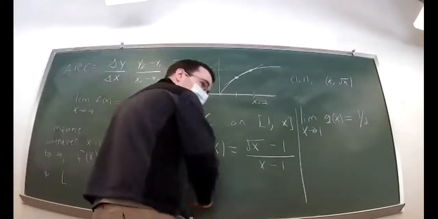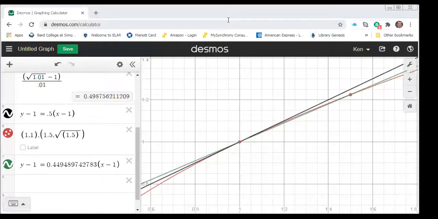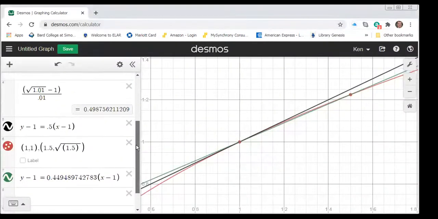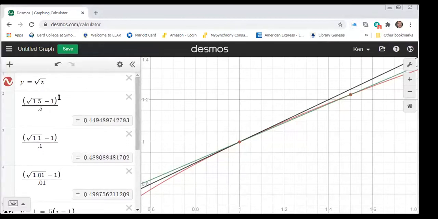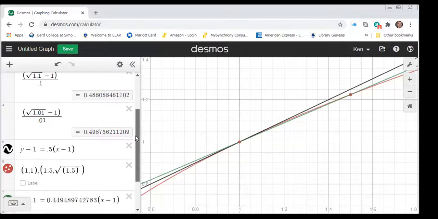And so why is it approaching 1/2? That goes back to the exercise at the beginning of class. Let me share the screen to Desmos again. So remember, we calculated the average rate of change on the interval from 1 to 1.5, and we saw that it was 0.449. We calculated the average rate of change on the interval from 1 to 1.1 and saw that it was 0.488. We calculated the average rate of change from 1 to 1.01, finding the answer to be 0.4987.